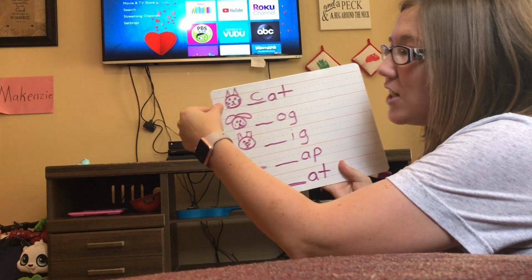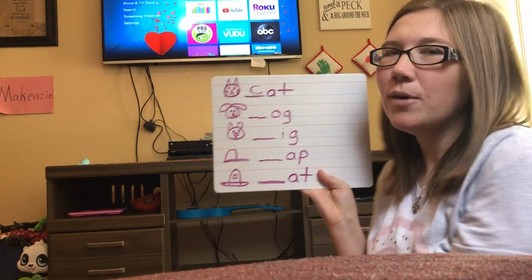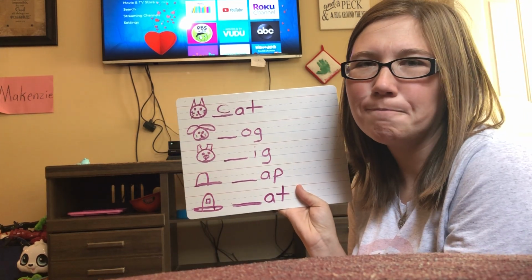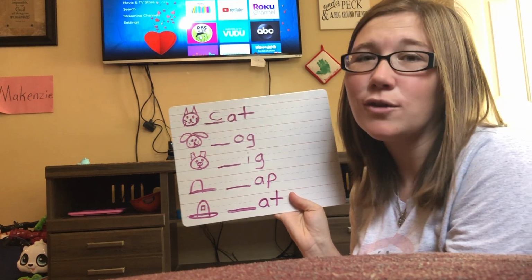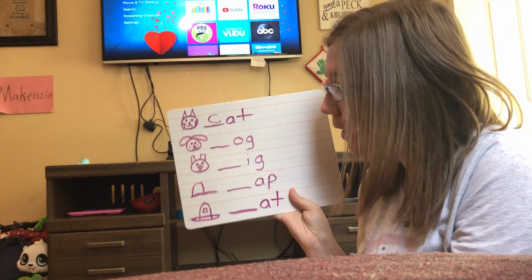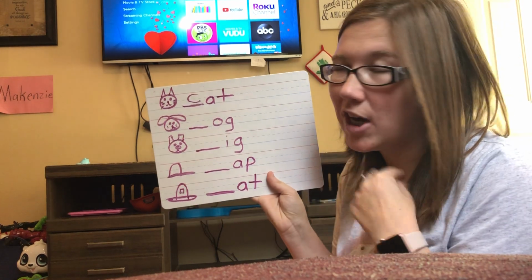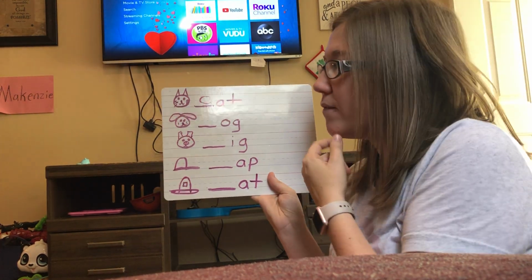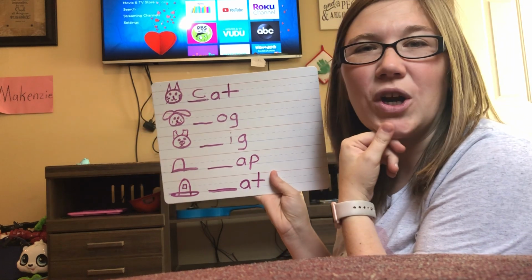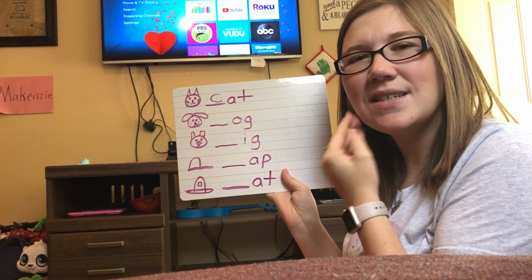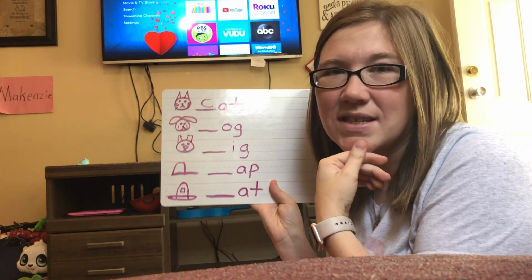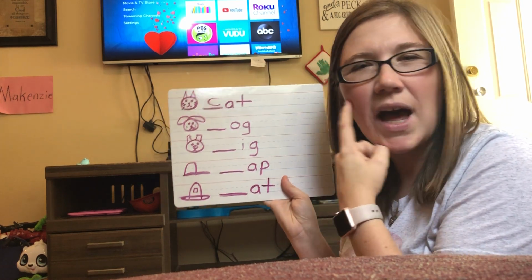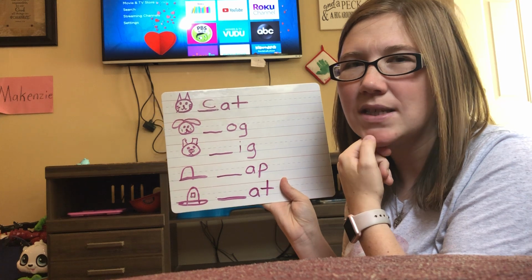At the very top, we have a picture. What do you think that's a picture of? You're right, it's a cat. Miss Candace is not an artist, so if you laugh at it, it is okay, but Miss Candace did try her best. So let's listen for all the sounds in the word cat. When I listen for the sounds, I like to hold up my finger and count the sounds that I hear in the word, so I know how many sounds I'm listening for.